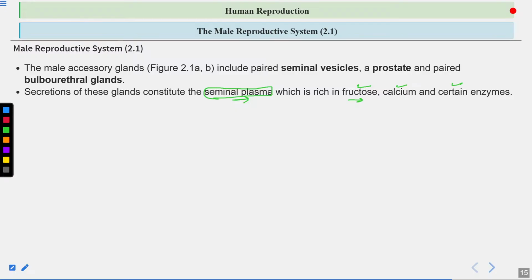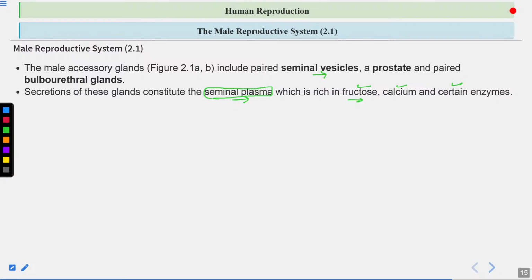Okay, now let's understand the role of these glands individually. The seminal vesicles' secretions contain fructose and prostaglandins. This fructose is very important for the nourishment of the sperms. So sperms obtain nutrition from this fructose.